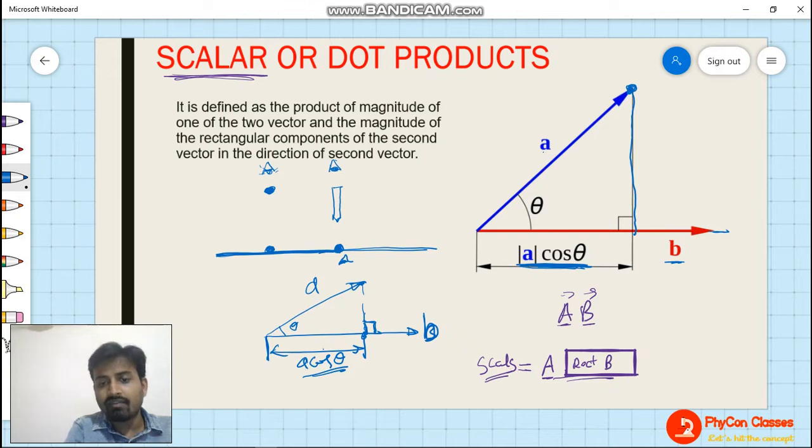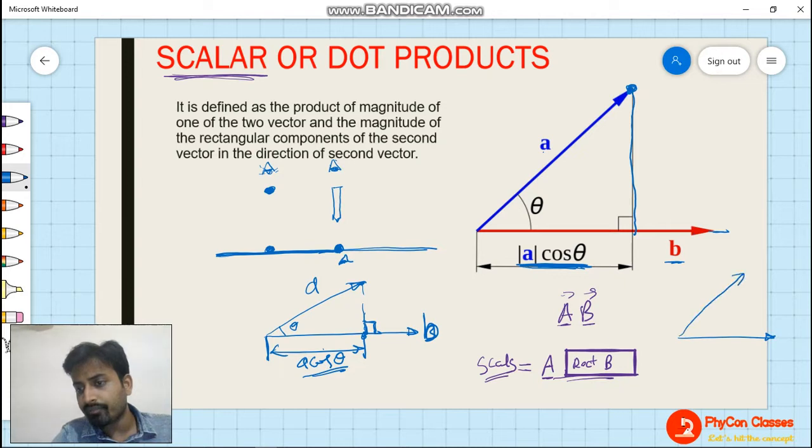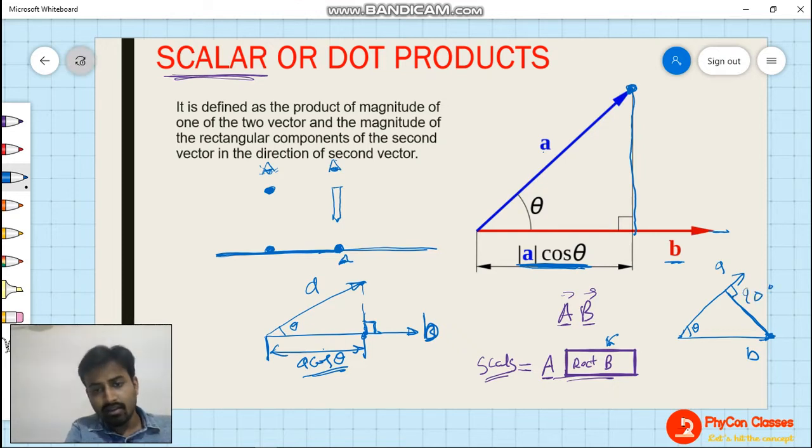Understand? Similarly, now here I am drawing, this is B and this is A. Now similarly, this is theta, this is B. If you want to find out the rectangular component of B on A, you need to project a line from the head of B and it should fall on A such that this particular angle should be 90 degree. Clear? Here this is 90 degree. Similarly, this angle should be 90 degree. Now this total length from this projected point is going to be B cos theta.